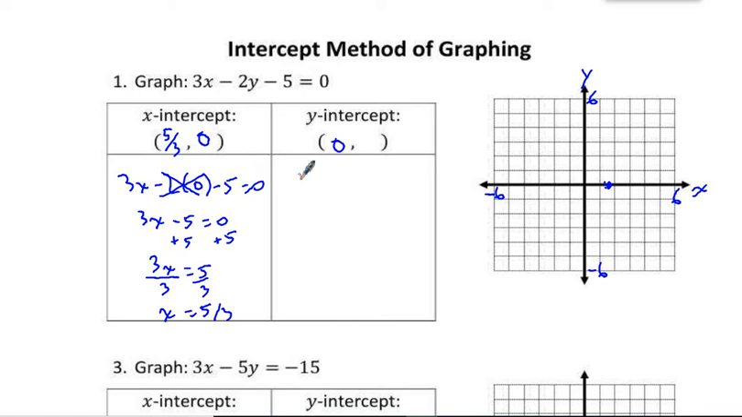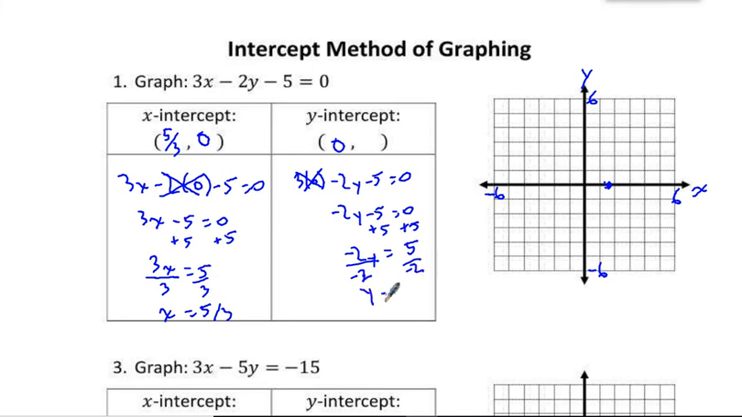The y-intercept, we substitute 0 in for x. Three times 0 is 0, and so we have negative 2y minus 5 equals 0. We'll add 5 to both sides of the equal sign to isolate the variable term. 5 equals negative 2y, and we'll divide by negative 2, the coefficient, and y equals negative 5/2.